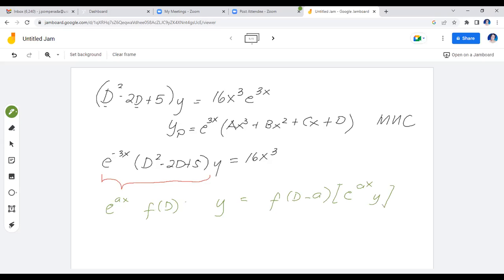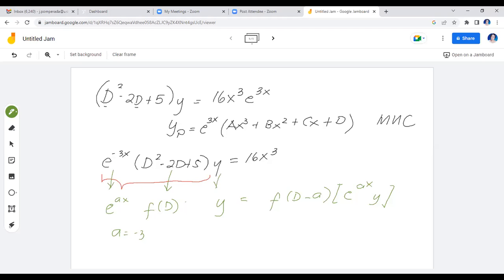Now, how should you interpret this particular thing here? Whenever you have this expression in your particular DE, like this one, it's e raised to negative 3x, meaning your a here is negative 3. Okay, so you would understand better. Your f of D is just the function of the differential operator D. That represents this D squared minus 2D plus 5. And this is your y. So if I place an arrow, it's actually like that.